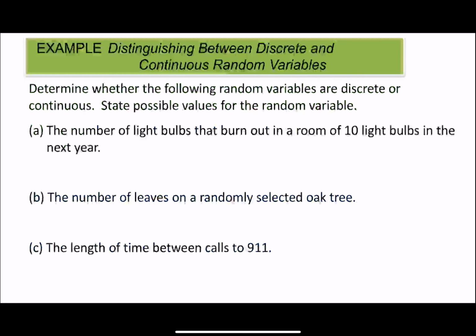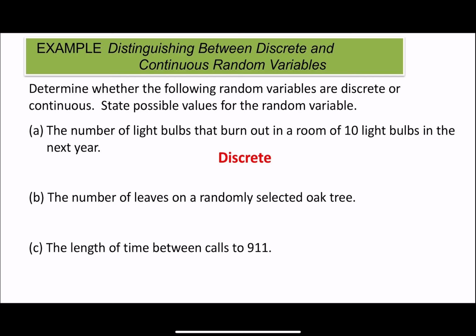Okay, let's move on. We're going to be looking at these 3 things, and you're going to decide if they are continuous or discrete. If you need to think about it for a second, pause, go for it. How about the number of light bulbs that burn out in a room of 10 light bulbs in the next year? This would be a random variable. Is it discrete or is it continuous? You're right, it is discrete, because 5 light bulbs can burn out, but 5.3 light bulbs cannot burn out.